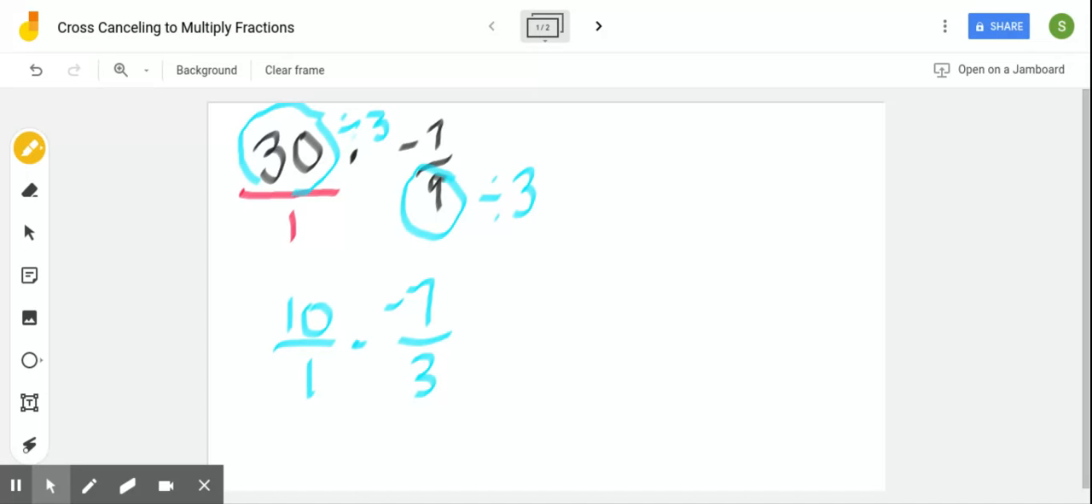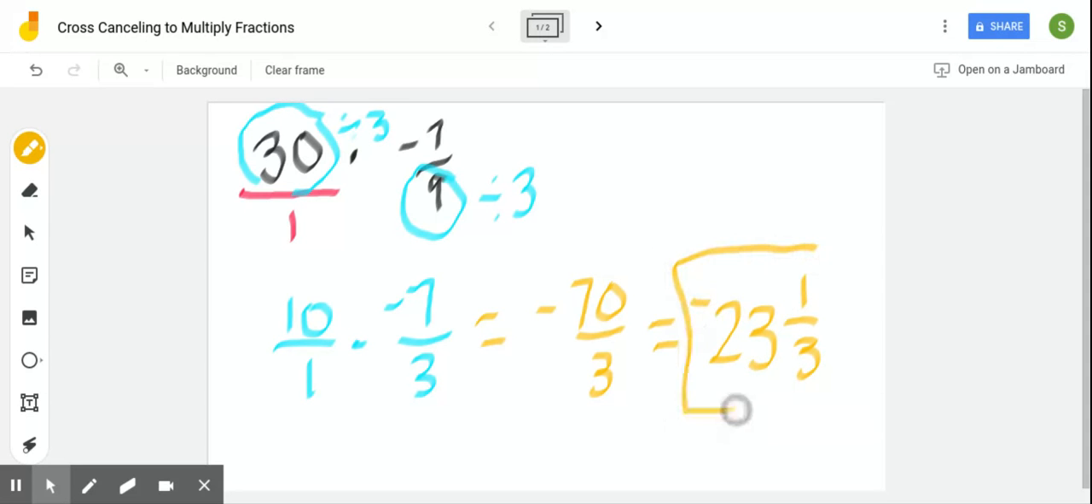So now at this point, all we have to do is multiply straight across. And we can change this into a mixed number if necessary. So 3 goes into 7 twice with 10 left over. 3 goes into 10 3 times with 1 left over. And there's a negative times a positive. When the signs are different, then the answer would be negative.